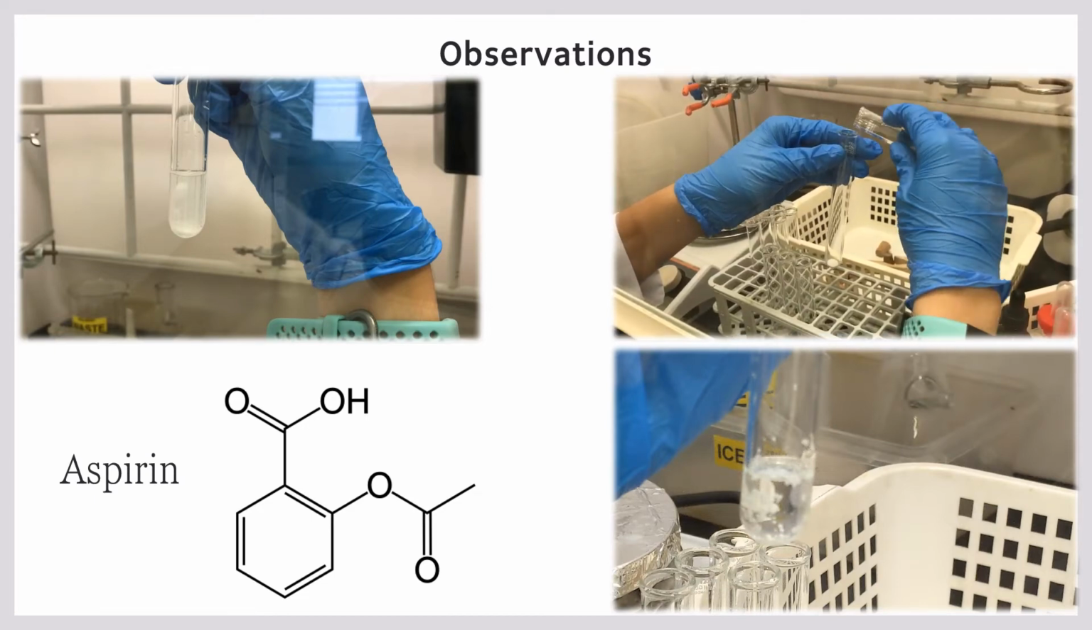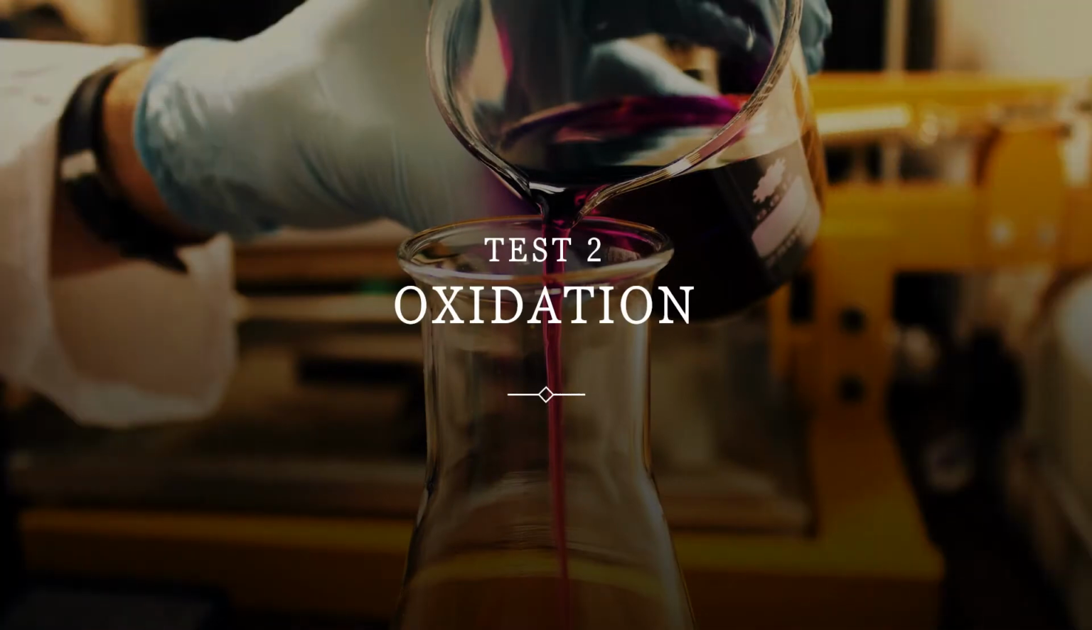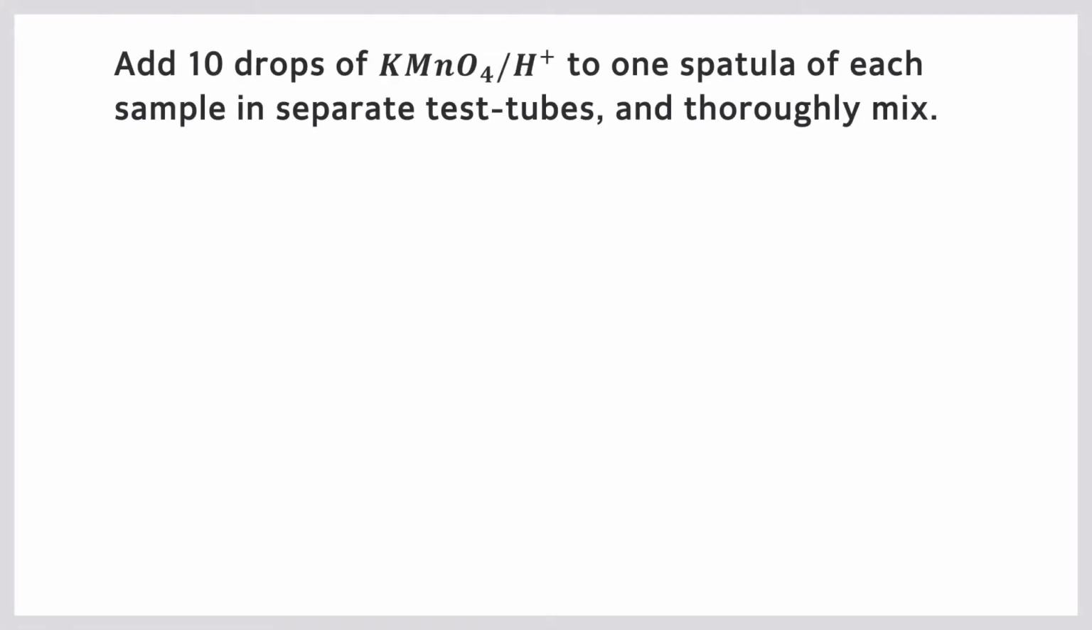From there, we conducted the second test, which was oxidation. In the case of oxidation, what we did was we added 10 drops of acidified KMnO4 to one spatula of each sample in separate test tubes, similar to what we did with sodium bicarbonate. And when we thoroughly mixed it, it's important to thoroughly mix it because the results may not be immediately apparent.